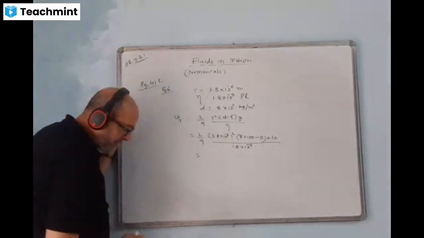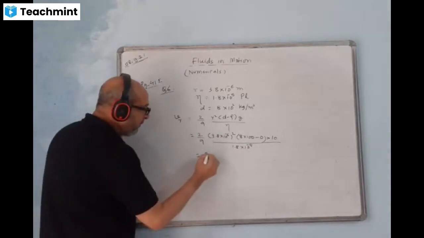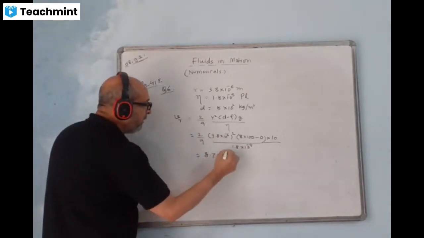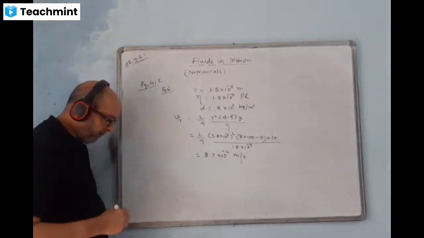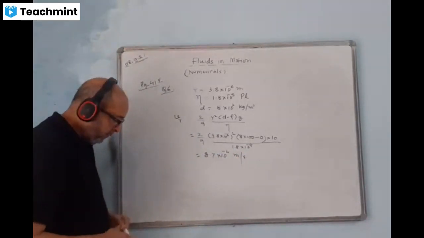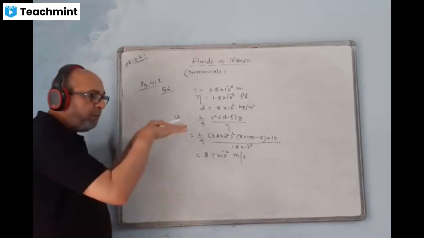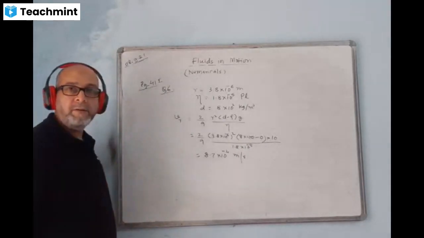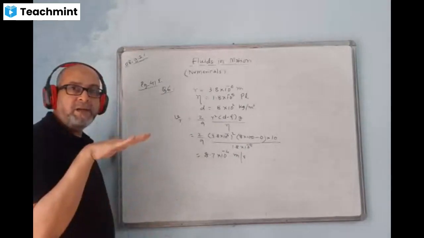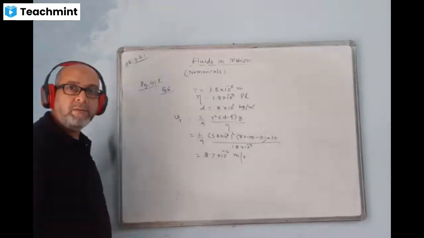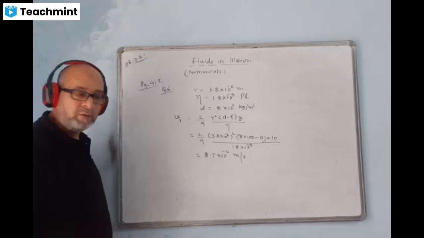Now calculate in the calculator, your answer will come 8.7 into 10 to the power minus 4 meter per second. This is the terminal velocity. With this velocity, the oil drop will be falling down in air. This speed is very slow, very less, but it is a constant velocity. With this constant velocity it will fall down.